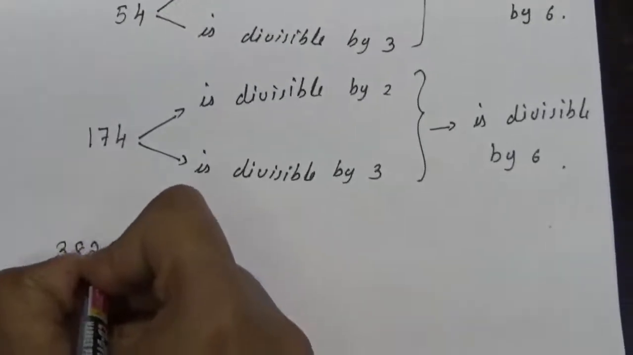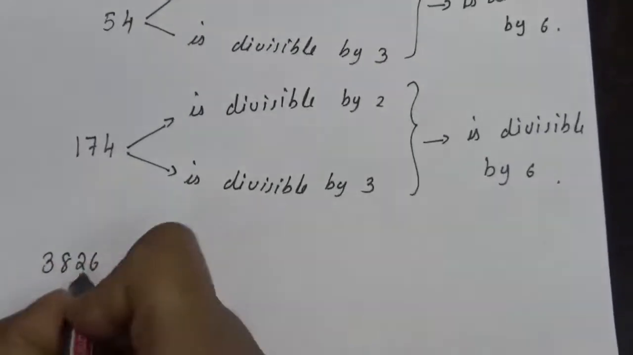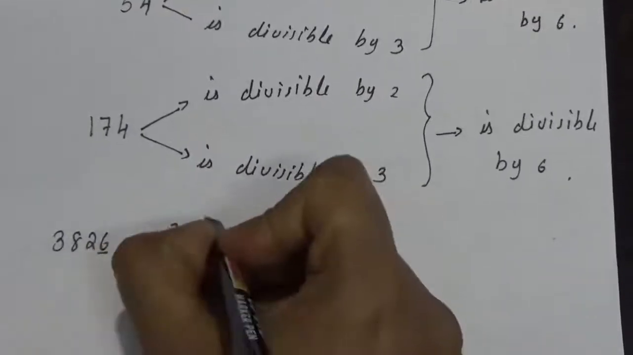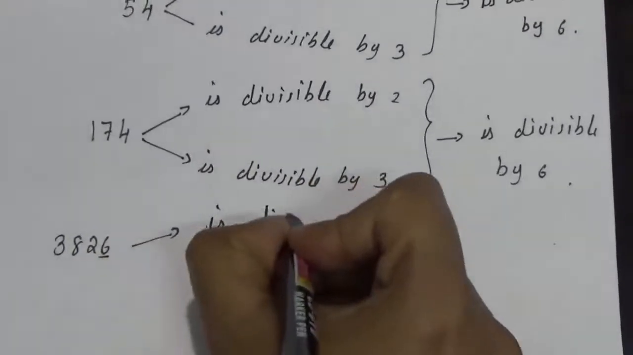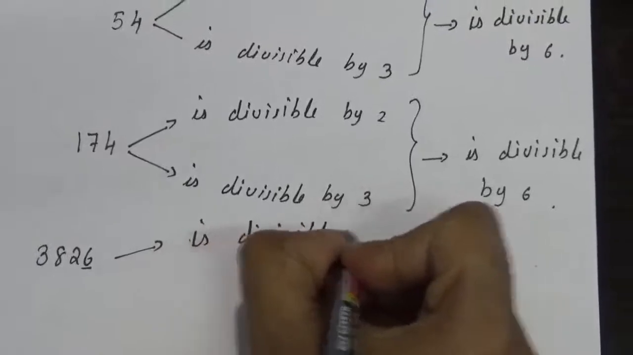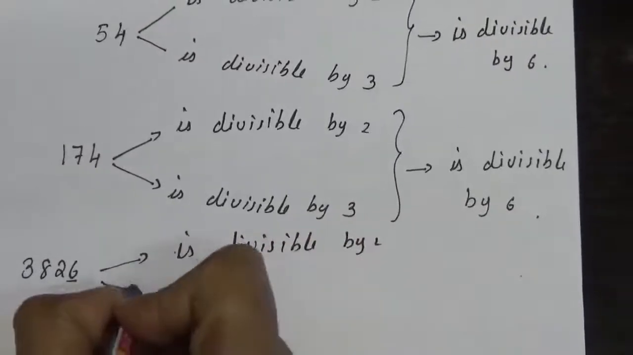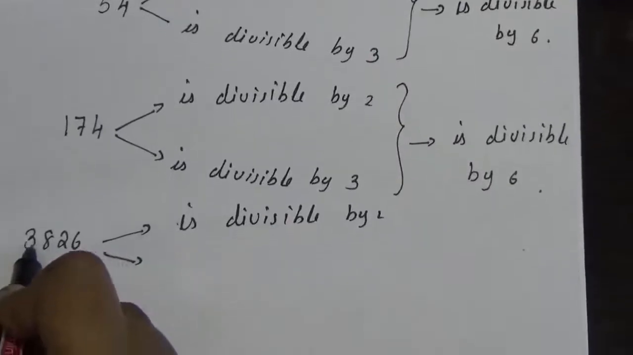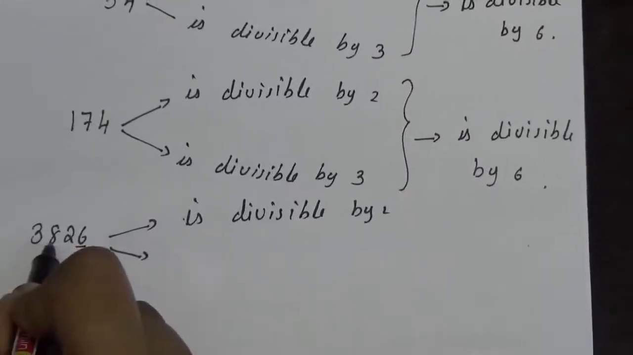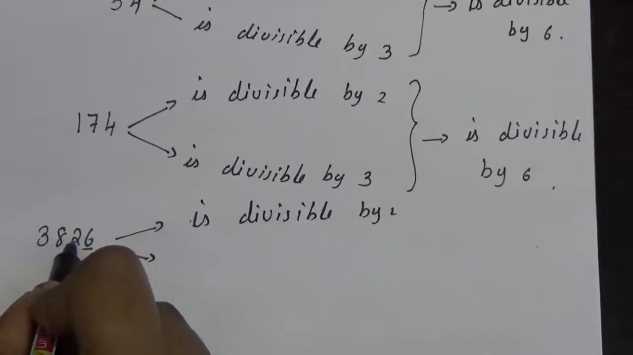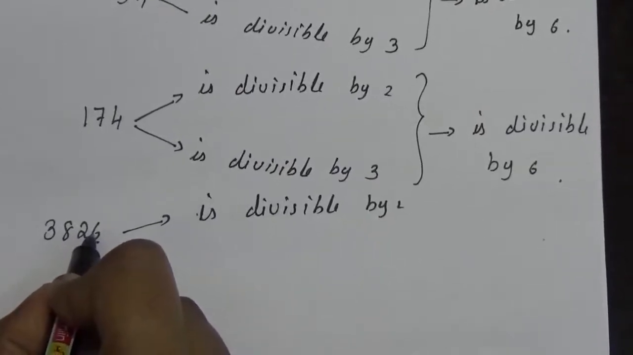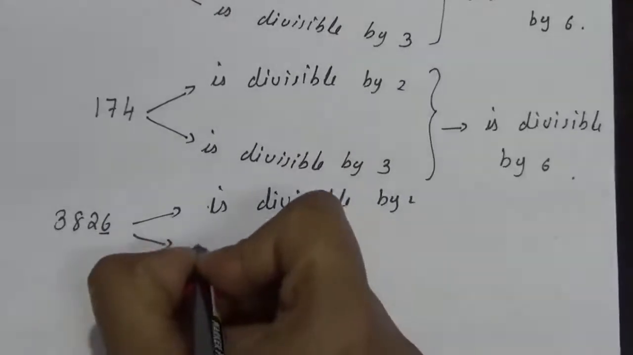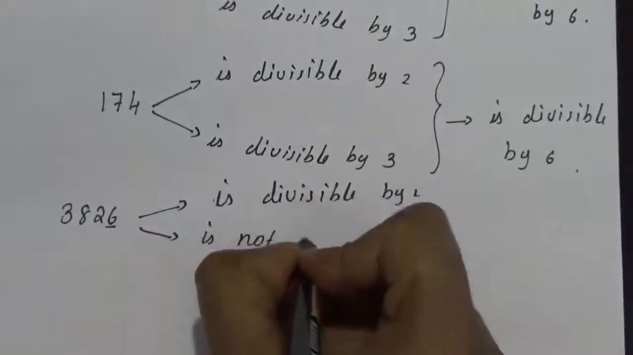3826. So you look at the last digit, that is the units place digit. It is 6. It's an even number. It is divisible by 2. Okay. Now what about divisibility by 3? Add the digits. 3 plus 8 is 11. 11 plus 2 is 13. 13 plus 6 is 19. 19 is not a multiple of 3. So this number is not divisible by 3.